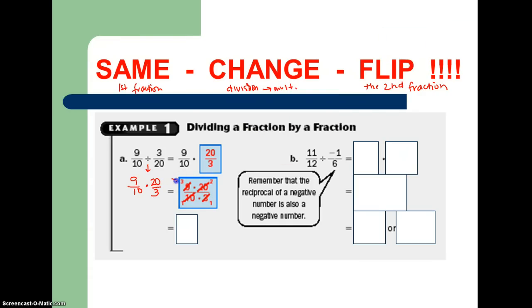Now you can see what they're going to do here: they're going to divide out common factors. 9 and 3 both divide by 3. 10 and 20 both divide by 10. And now you can just do 3 times 2, which is 6.